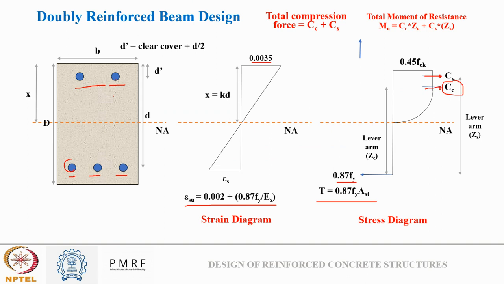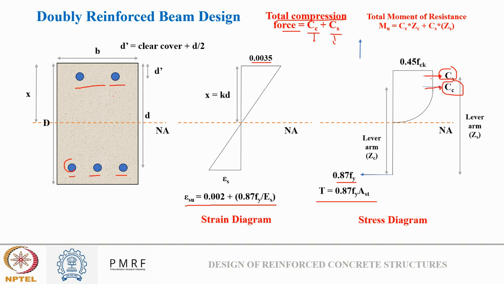That's why we have two arrows for total force. This is due to concrete and this is due to the compression force offered by steel. Concrete can't offer tensile force, but steel can offer compression force, so we need to consider that. The total compression force will now become CC plus CS, CC offered by concrete and CS offered by steel.